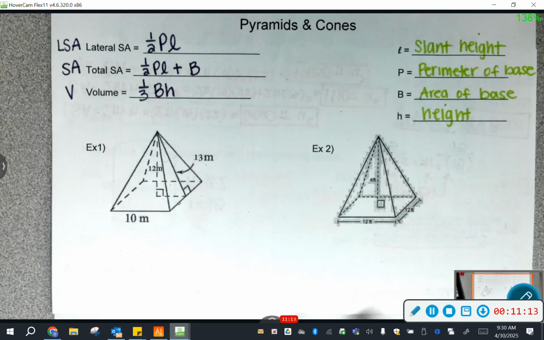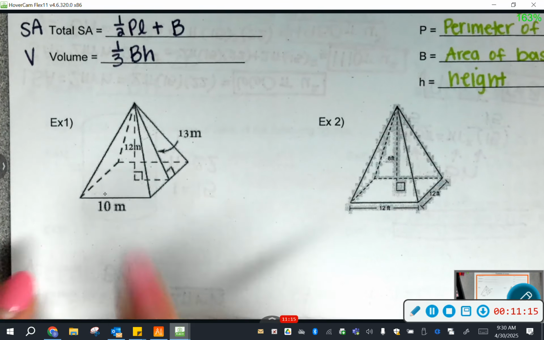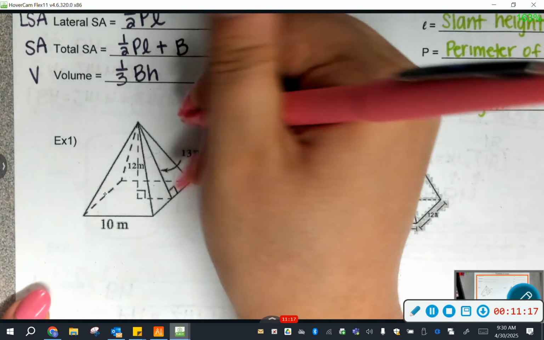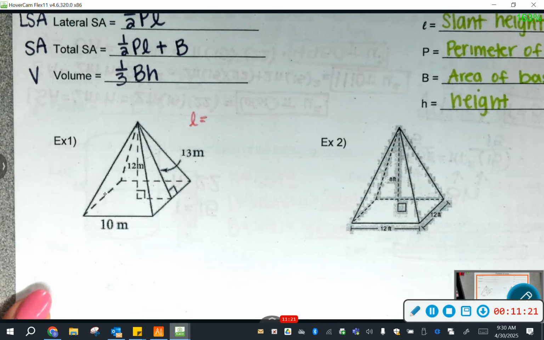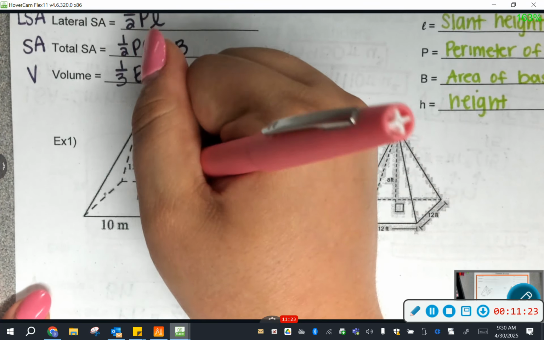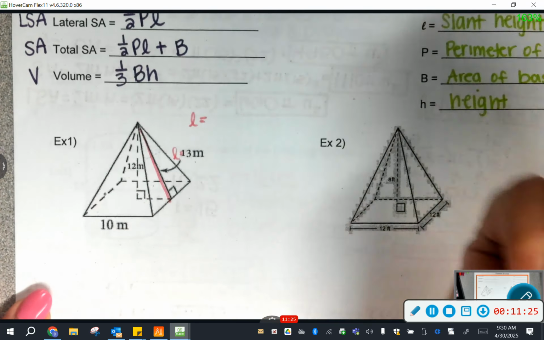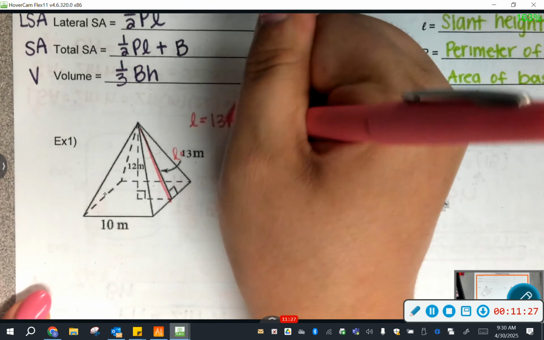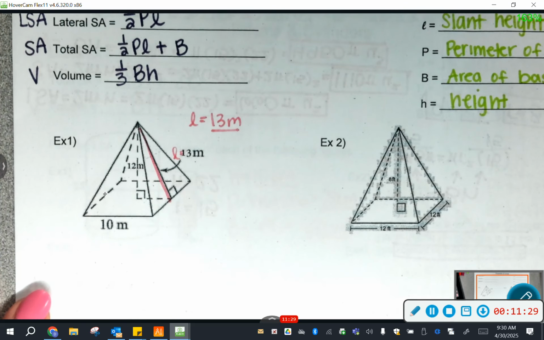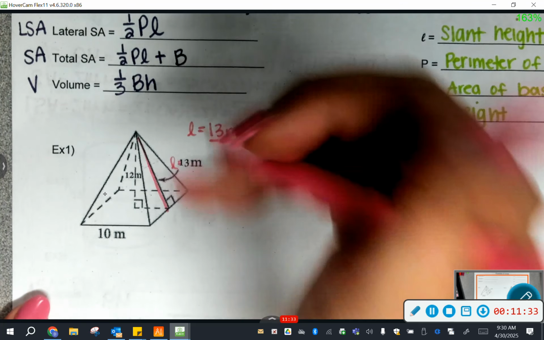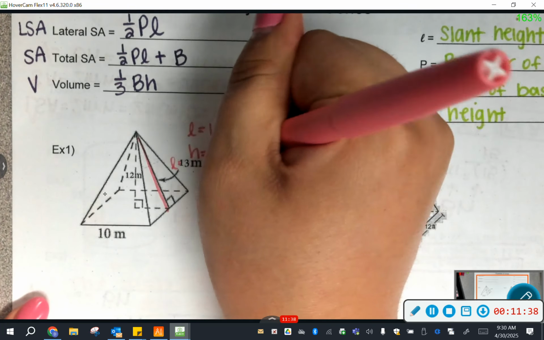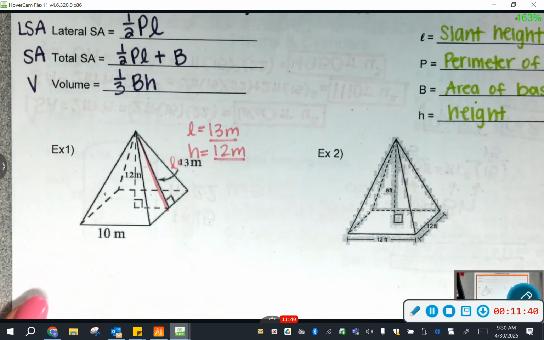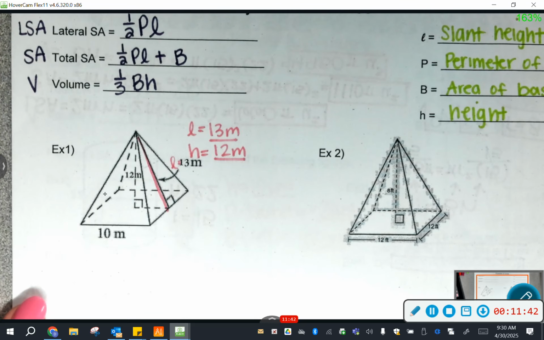For the first one, looking at this picture, example 1. What is my slant height? What is my L? 13. Do y'all agree you would slide down right here? That's the L. Write that down, please. Yodi, write it down. What is my regular height here? 12. Do y'all see the difference between slant height and regular height? Meters, yep.